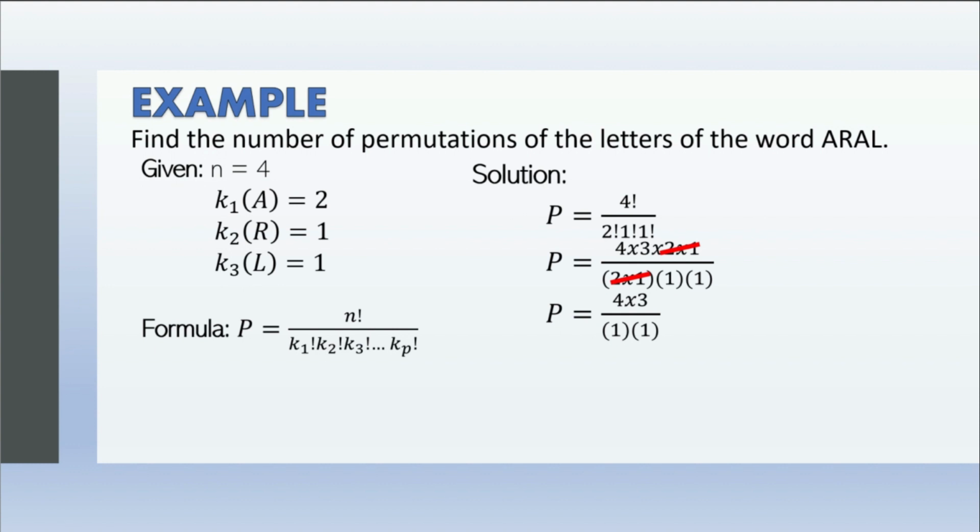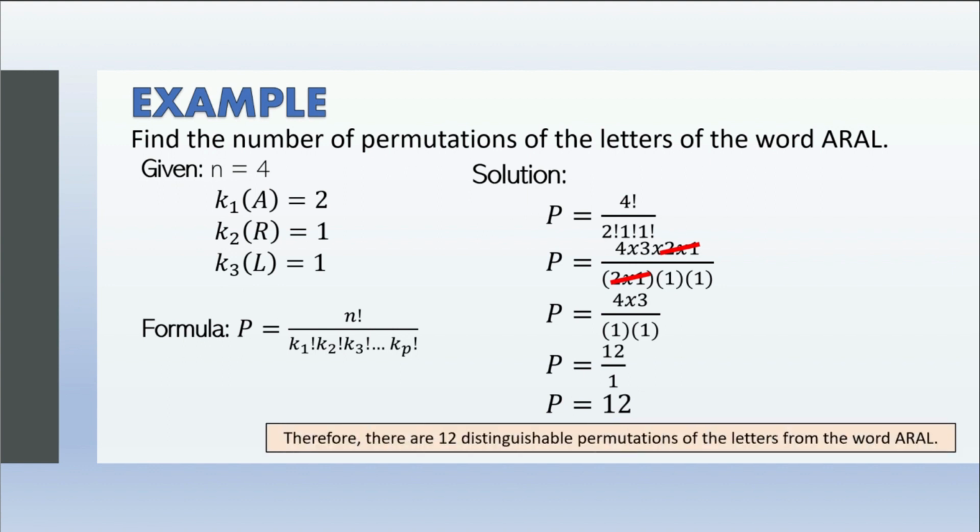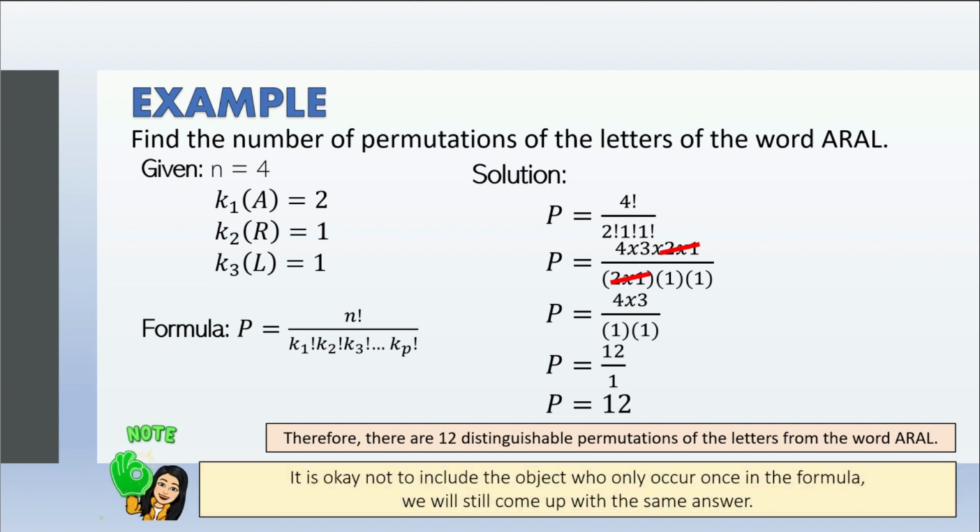4 times 3 is 12, while 1 times 1 is equal to 1. We now have 12 over 1, which is equal to 12. Therefore, there are 12 distinguishable permutations of the letters from the word aral. But as additional information, note that it is okay not to include the objects which only occur once in the formula, because we will still come up with the same answer. 4 factorial over 2 factorial is still equal to 12.